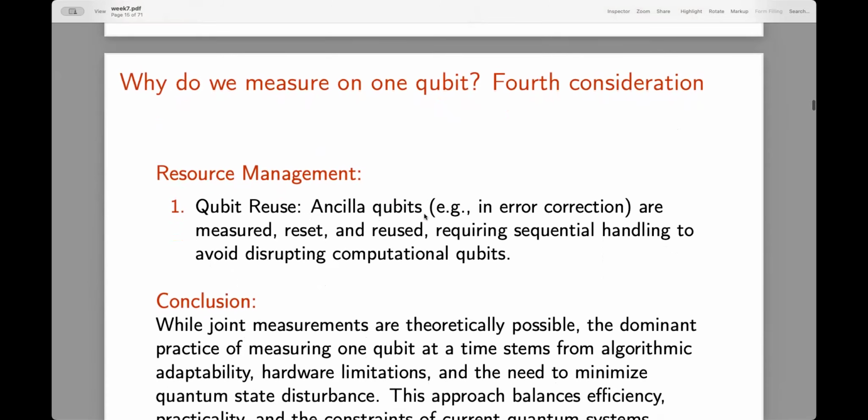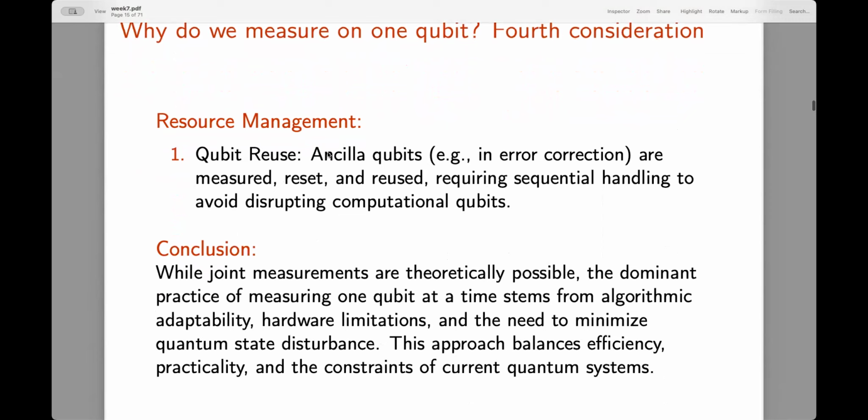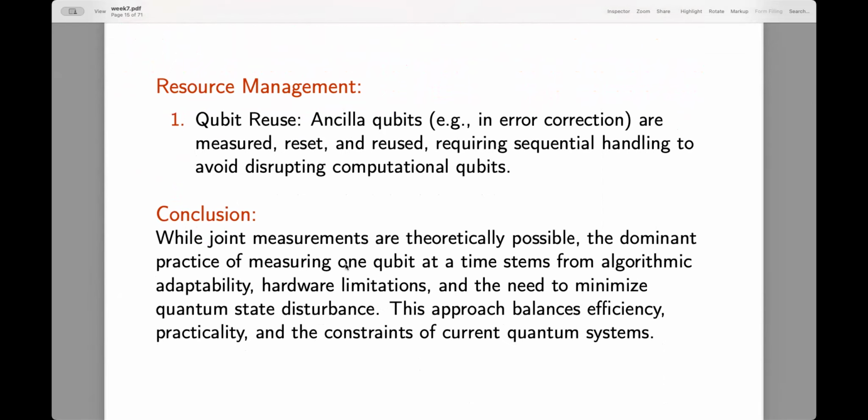Then there is some other resource management. Sometimes you want to reuse qubits, and there's something called ancilla qubits, which we haven't discussed, which are used in error correction. They are measured, reset, and reused. So while joint measurements are theoretically possible, the dominant practice of measuring one qubit at a time stems from algorithmic adaptability. Many of the algorithms act on one qubit at a time. The hardware limitations and the need to minimize quantum state disturbance. So if the systems are well isolated, you could think of acting with a laser on one of the subsystems without affecting the other one.